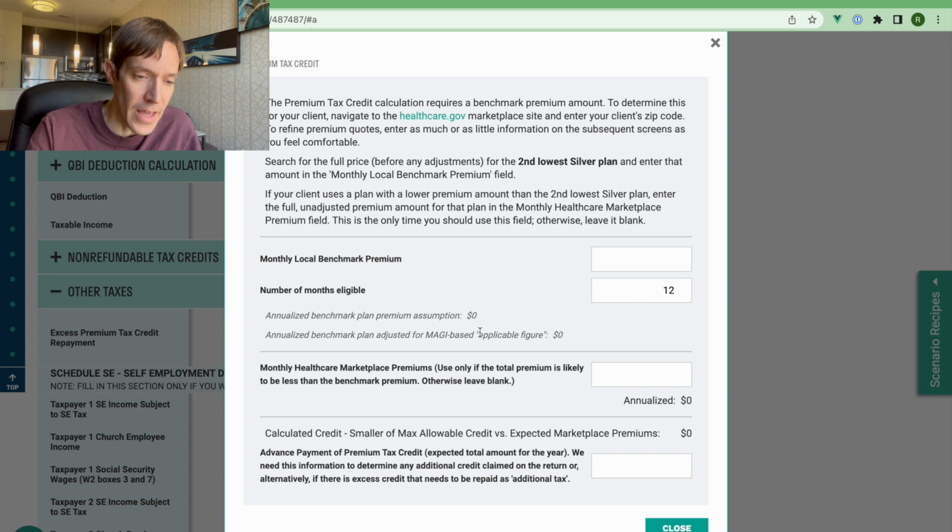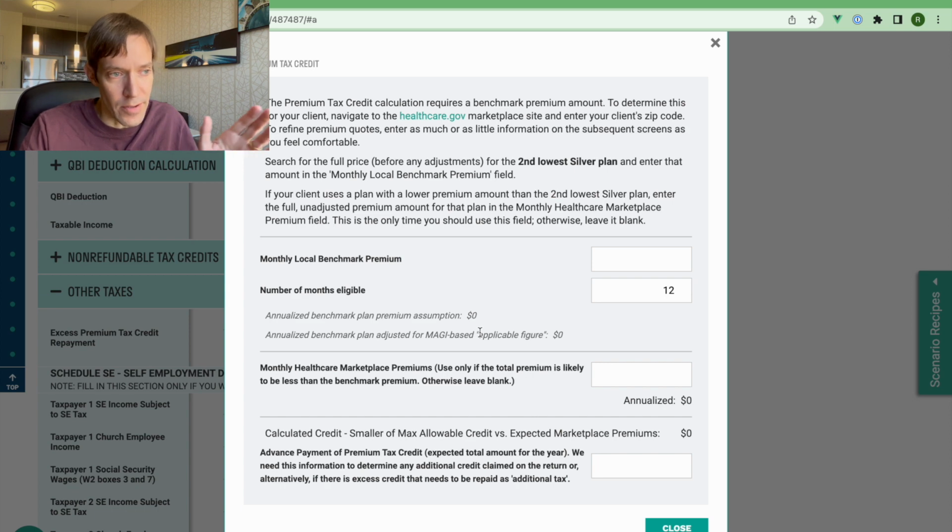calculation, right? And it's all based on your monthly local benchmark premium, which is dependent on your age and your location in the world. The modal actually kind of explains what it's about if you're not familiar with it. But basically, you need to go and find the second lowest silver plan from the healthcare.gov marketplace. That is the benchmark premium for calculating whether you get this credit or an extra tax.